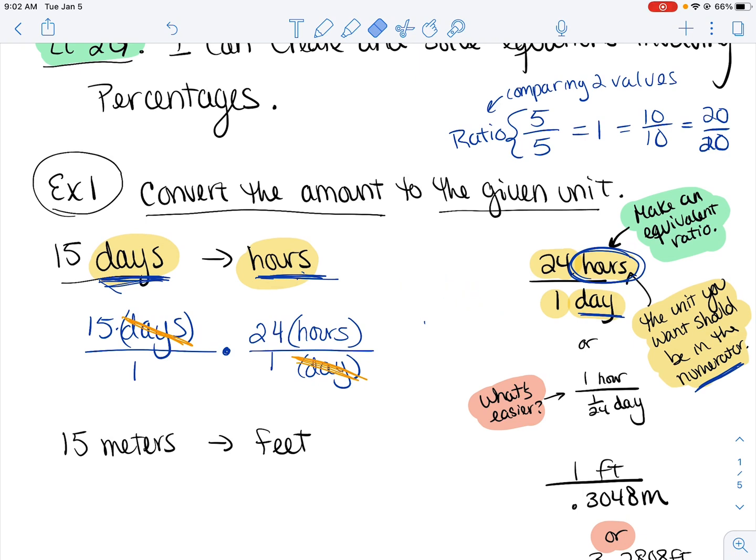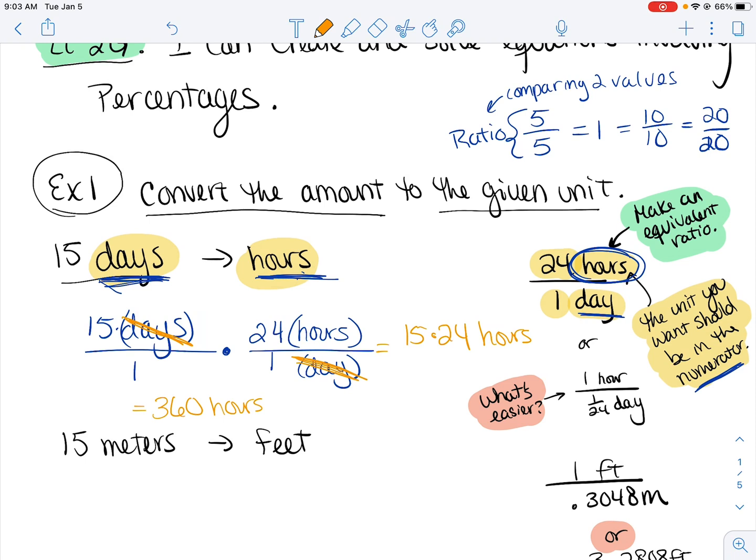So what we're left with is 15 times 24, and the only unit we have left is hours, right? So 15 times 24 would give us, hold on, I don't know, 360 hours, okay? So that's one way we can convert.